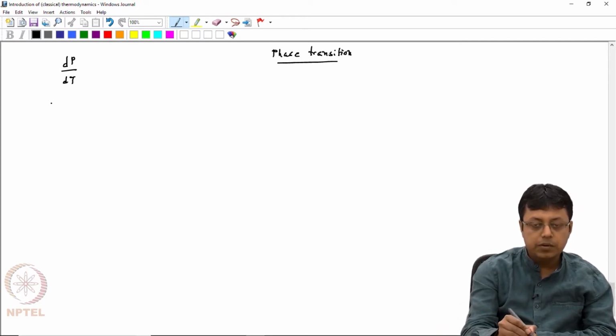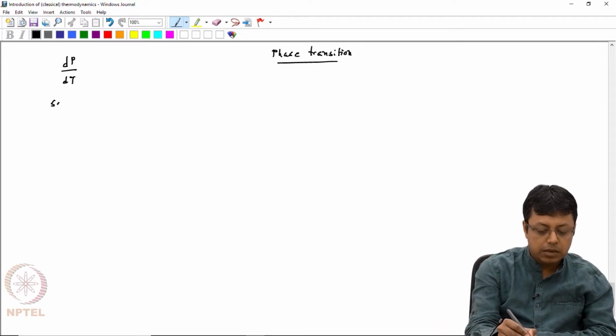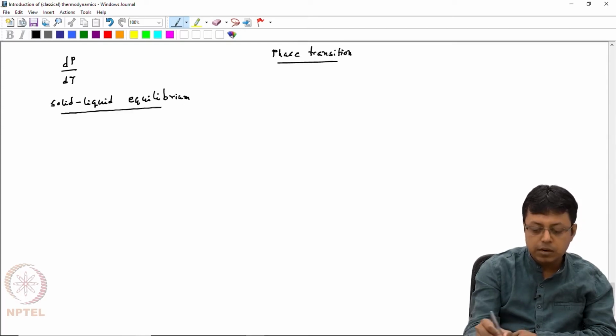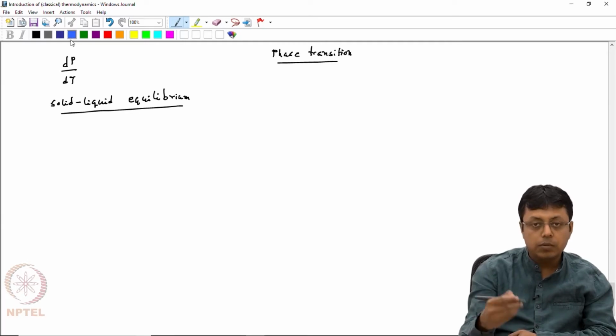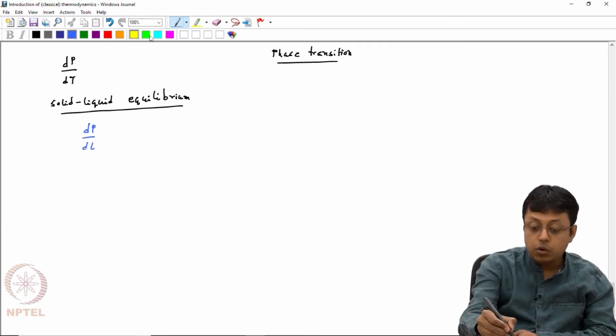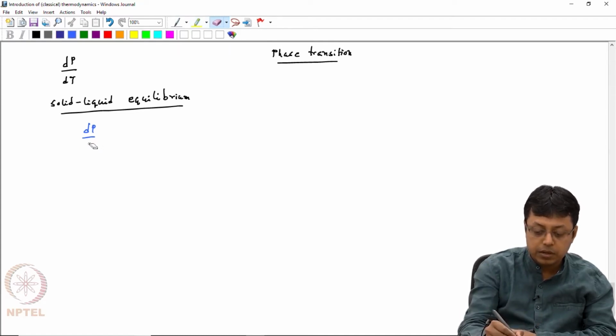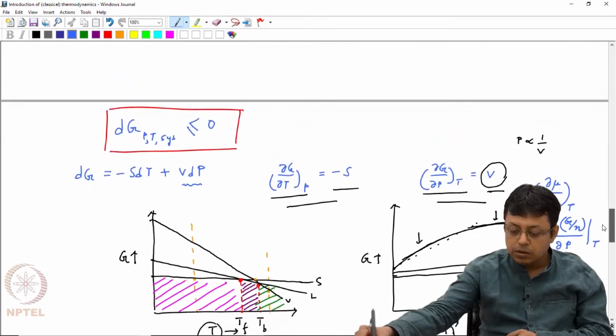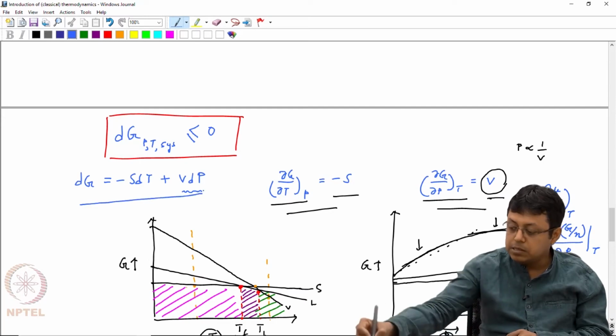Now the question is, if we consider say solid liquid equilibrium, so for solid liquid equilibrium, now you can think what will be the dp dt. Now dp dt, you can show that, again starting from the very fundamental equation which we had written for dg. Let us go back. So we know that dg is minus s dt plus v dp.